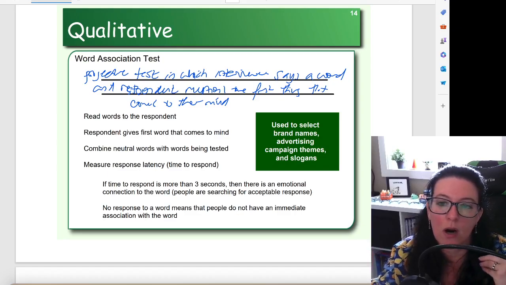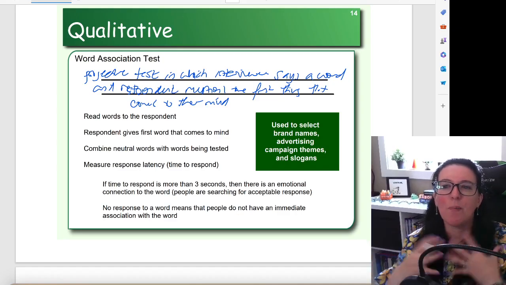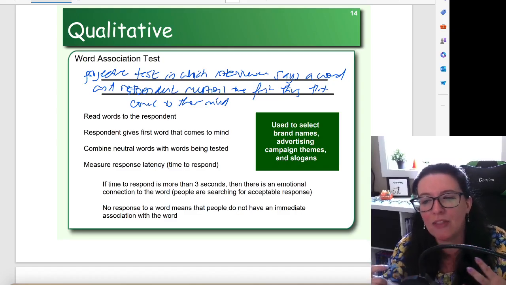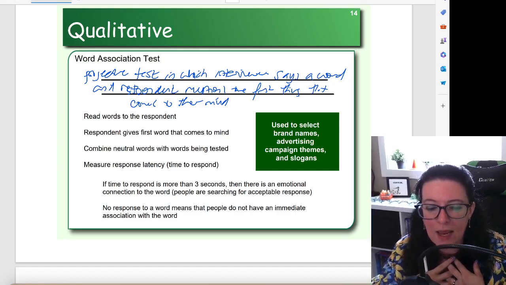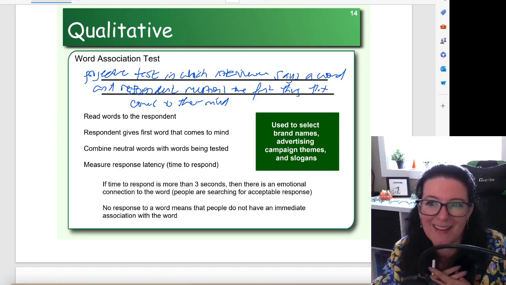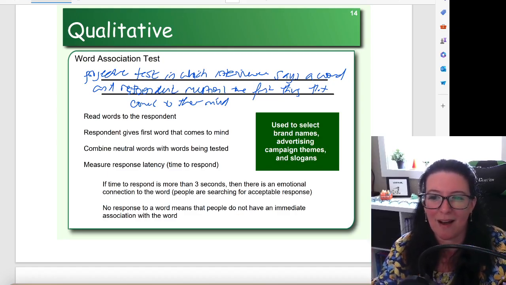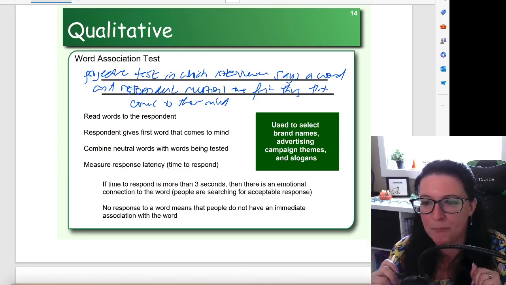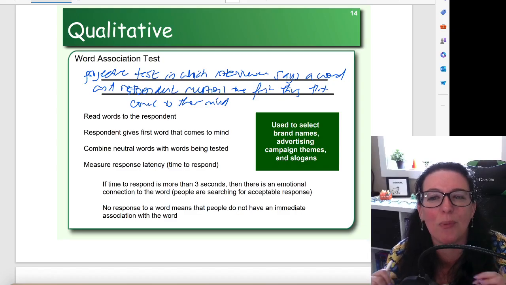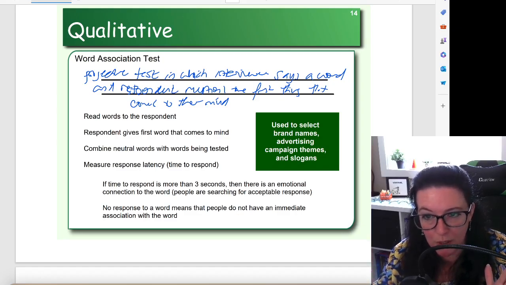So people are searching for an acceptable response, right? We are very protective of how we're perceived by others, about how others think about us, whether or not what we say is acceptable, is okay. We don't want to be ostracized. We don't want to be outside of what is kind of the norm. You don't want to be thought of as too different, too extreme. And so I often think about is this the appropriate response? So if something takes more than 3 seconds, then likely it means there's an emotional attachment to the word.